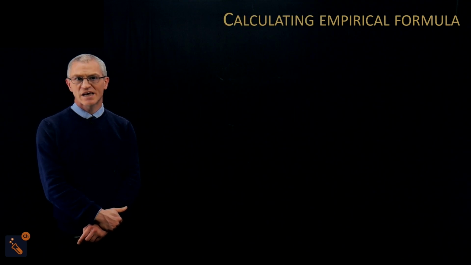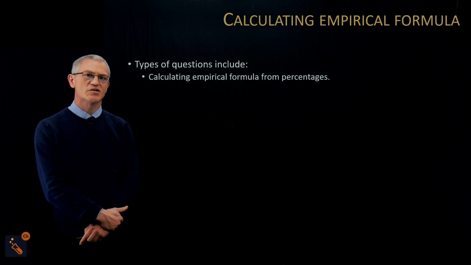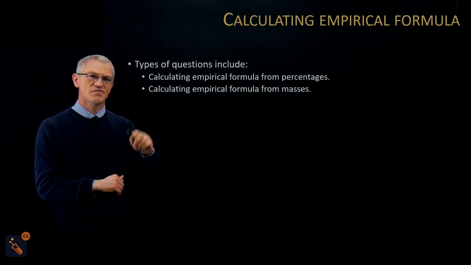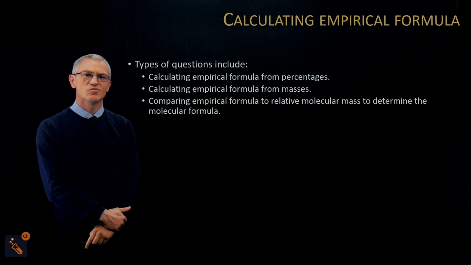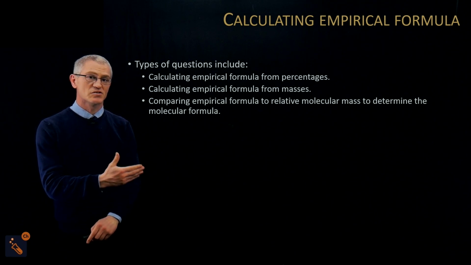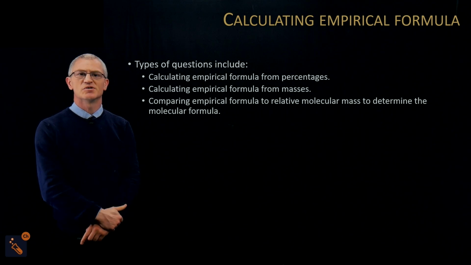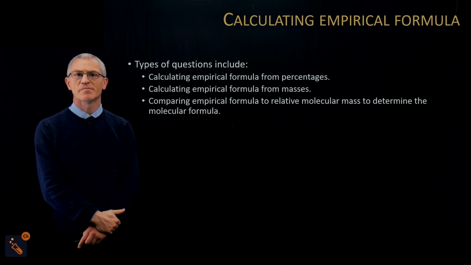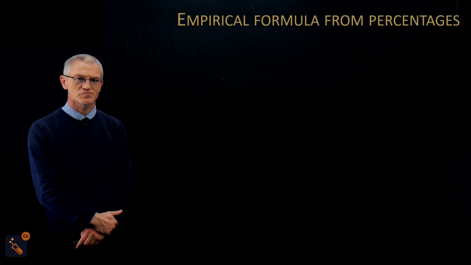Now we're going to go on to calculating empirical formula. And there are 3 types of questions we're going to go over. We're going to go over calculating the empirical formula from percentages, then from masses, and then we're going to compare the empirical formula to relative molecular mass to determine the molecular formula. But we'll explain that later on when we do it. But let's start with calculating empirical formula from percentages.